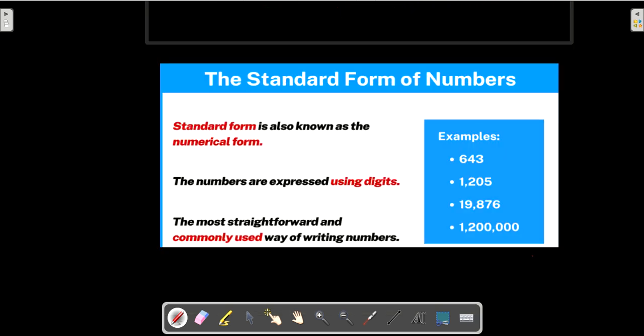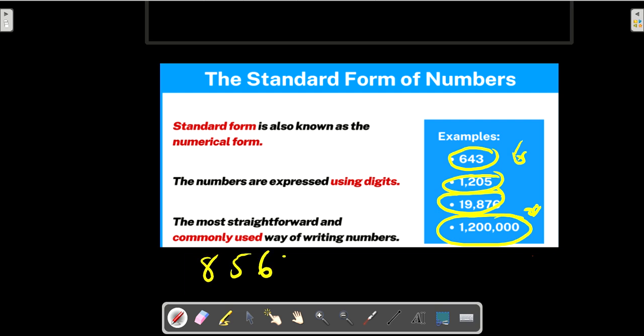Standard form of numbers. So, what is a standard form? The regular way we write numbers, the regular numbers we use in math, and the usual way we write them is the standard form. For example, we've got 643, 1,205, 19,870, and 1,200,000. These are examples of standard form. We could also write, say, 8,567. This is an example of a standard form. Let's keep going.